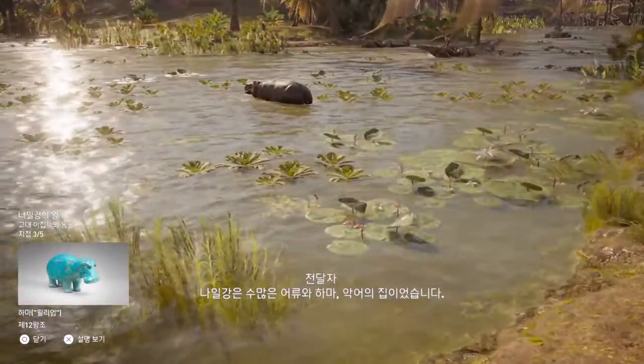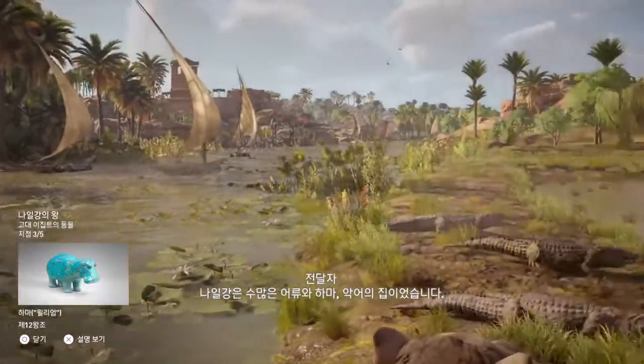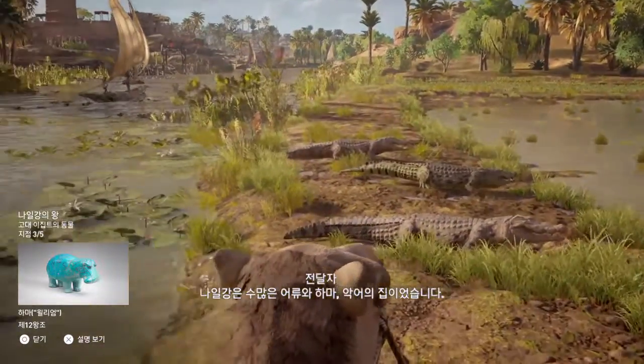The Nile was home to many species of fish, along with hippopotami and crocodiles.